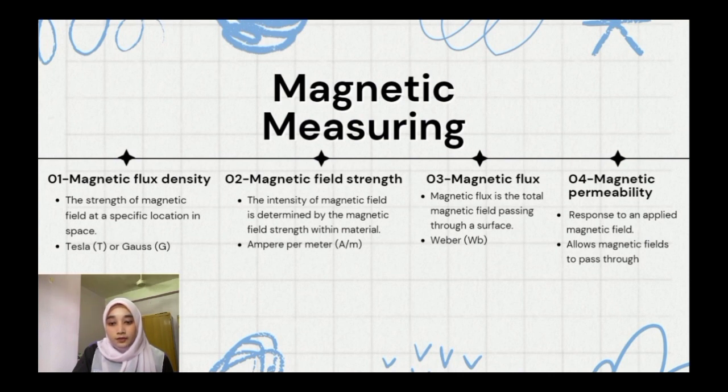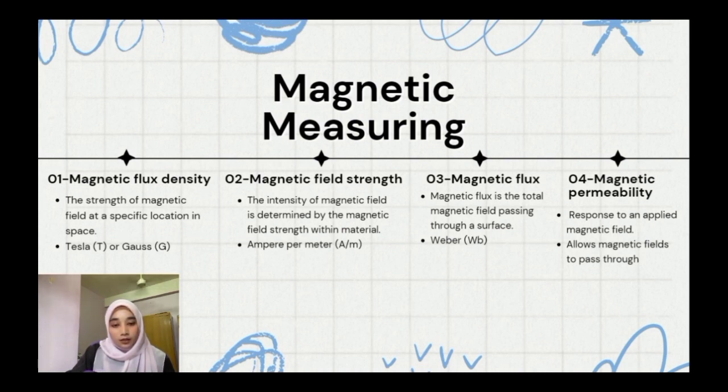Next is magnetic field strength. Magnetic field strength is symbolized by H. The intensity of magnetic field is determined by the magnetic field strength within the material. So imagine that you have a strong magnet, then it can attract and repel for a greater distance. Why is it a greater distance? It's because it has a strong magnetic field strength. Ampere per meter is the unit that we use.